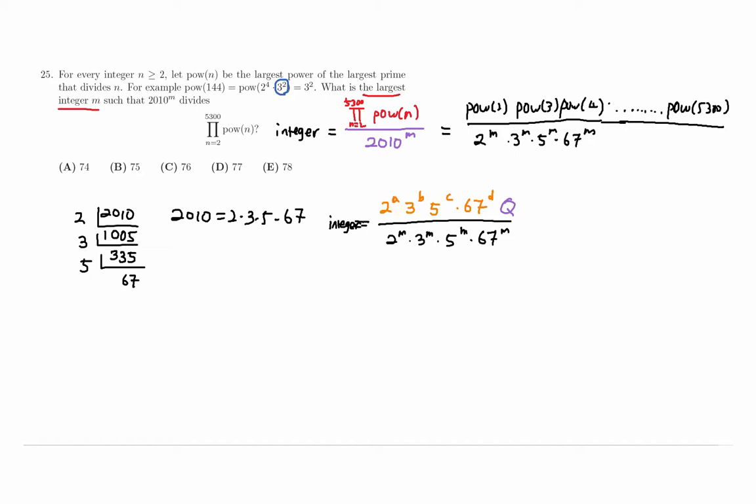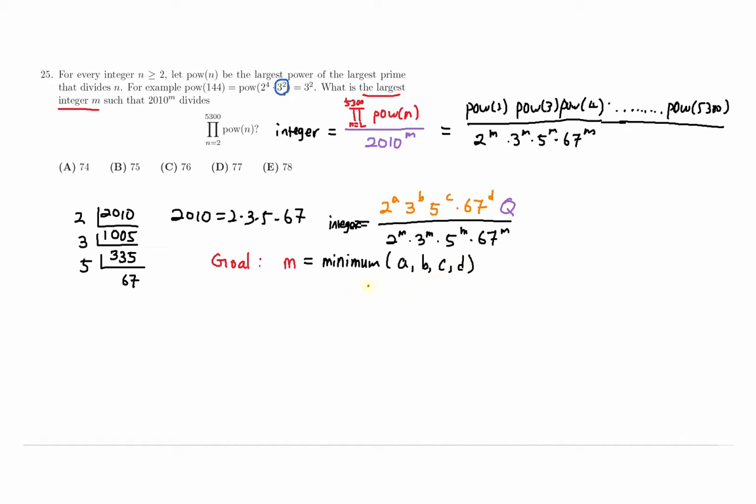So I can write our goal as: we're looking for m, the largest m possible, and to create an integer you must have the minimum of a, b, c and d, one of these.